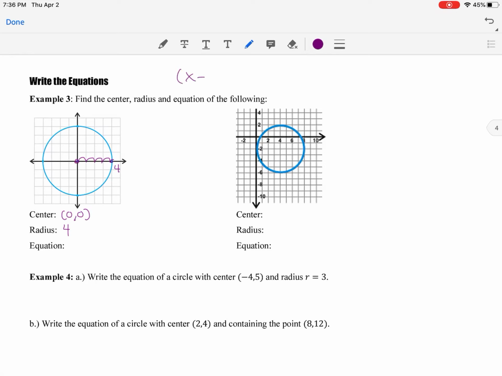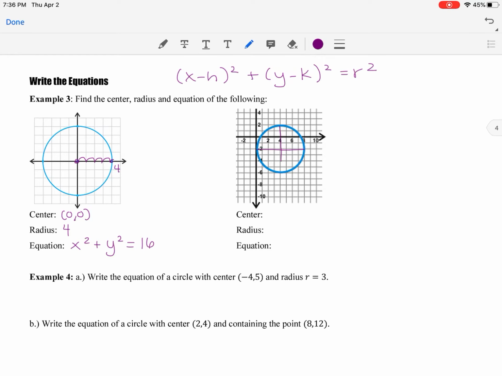Now it's a matter of just plugging things in. Remember the equation I'll write at the top here is (x minus h) squared plus (y minus k) squared equals the radius squared. So in this case, if your center is 0, 0, x minus 0 is still x, so we're going to have x squared, plus y minus 0 is still y squared, equals 4 squared, which is 16.